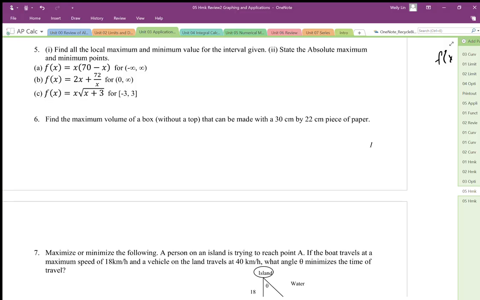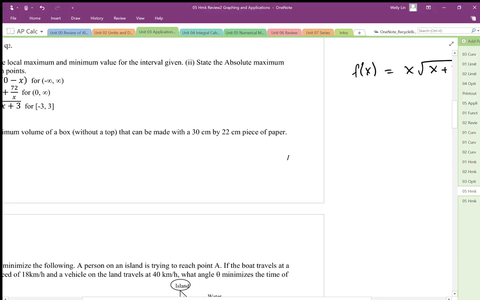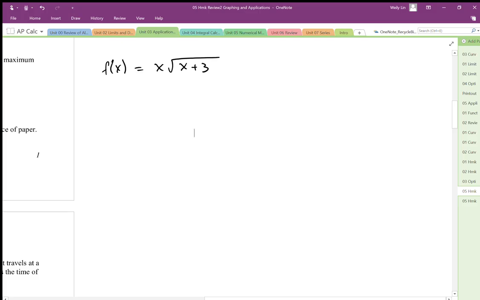Number 5c on the Review 2 worksheet. This one is asking for the graph of x times the square root of x plus 3, and we want to find local min and max values and absolute min and max points, so we're going to need a candidates test. I'm going to do the graphing part of this as well, although it didn't necessarily ask for that. So there's my function, and I'm going to make sure I put my domain in here so I don't forget.